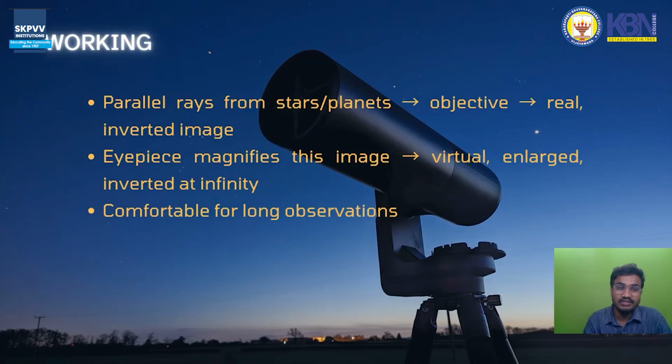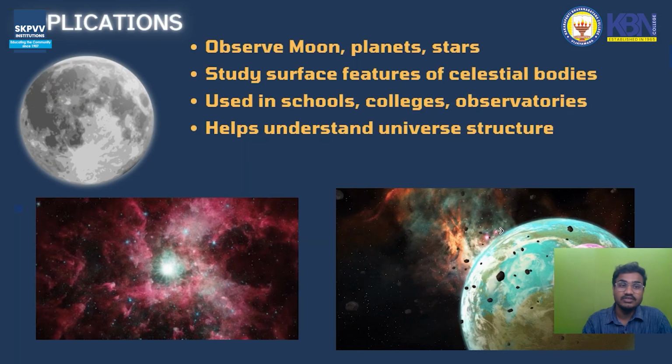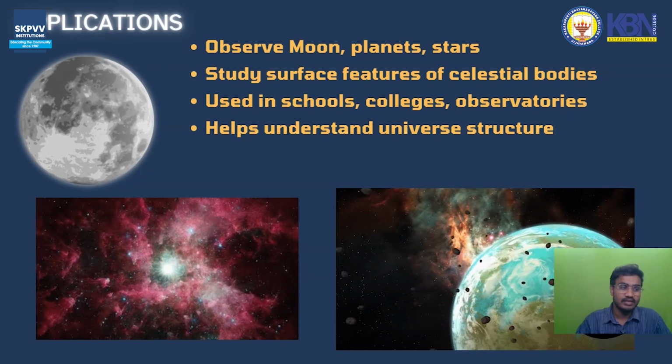Coming to the working principle, the parallel rays coming from the large object will fall onto this long tube, where one convex lens will be placed, which is called an objective lens. The image formed by this convex lens will become the object for the eyepiece lens. Okay, the eyepiece will form a virtual, enlarged, and inverted image at infinity, which will be comfortable for the observers to see.